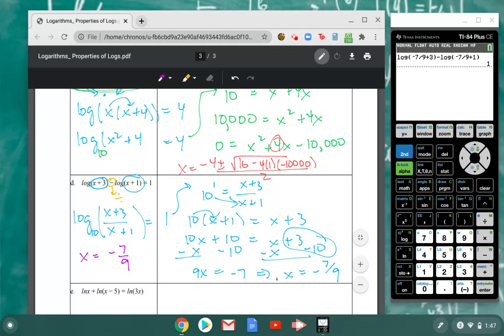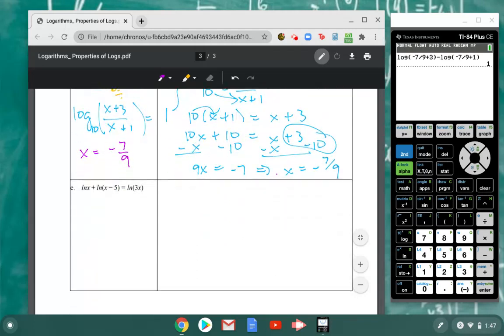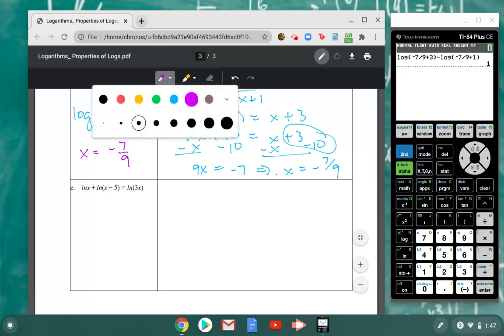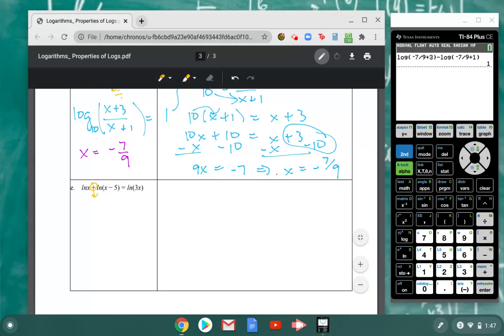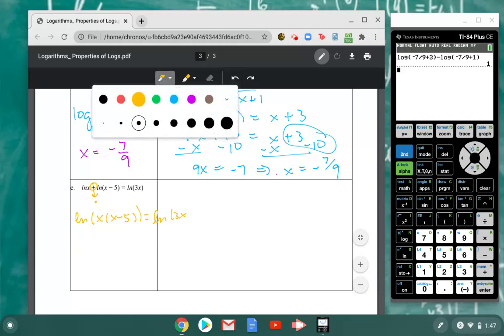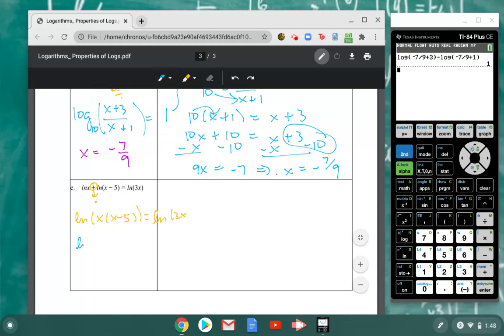So the last one here has a couple of natural logs in it, and I notice on the left side there's a plus sign here, so that means that I can change this into a single natural log with a multiplication. So ln of x times x minus 5 equals ln of 3x. I can multiply this through, so the natural log of x squared, let's go ahead and simplify this as we go, and let's not write it in yellow. Let's do it in blue. So we get the natural log of x squared minus 5x is equal to the natural log of 3x.